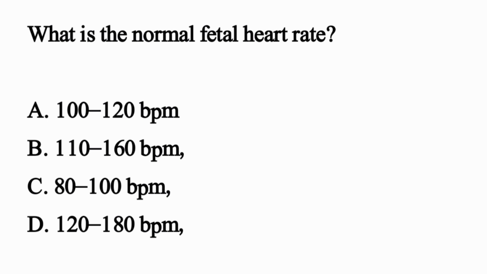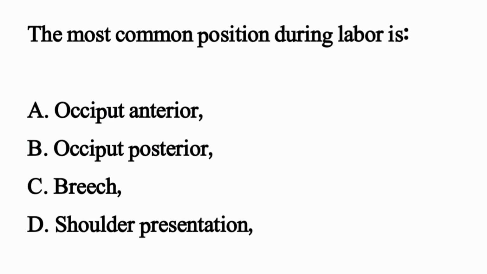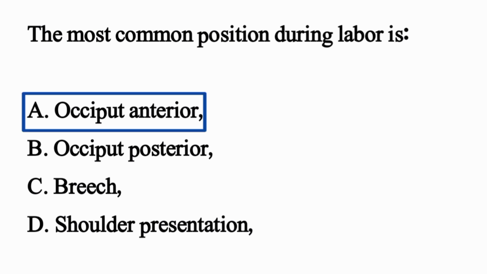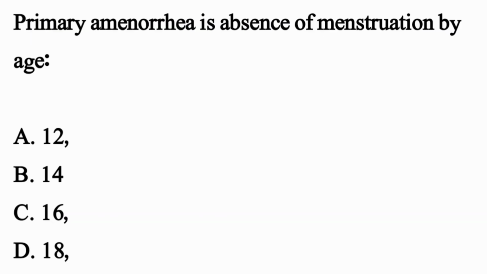What is the normal fetal heart rate? The right option is option B, 110 to 160 bpm. The most common position during labor is. The right option is option A, occiput anterior. Primary amenorrhea is absence of menstruation by age. The right option is option C, 16.